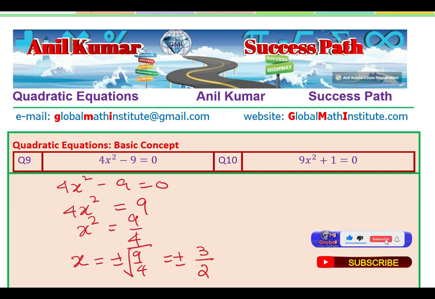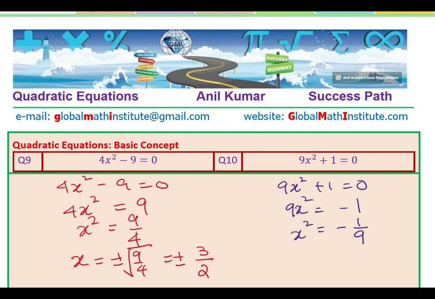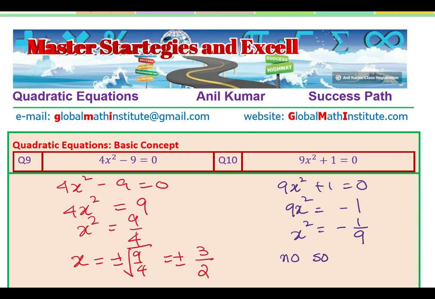Now, the last question for you, 9x squared plus 1 equals 0 means 9x squared equals minus 1. Can it be minus 1? Never. Minus 1 over 9? Never. x squared is always positive, so we have no solution. Do you understand? So remember that equations may have a solution, may have two solutions, may not have any solution. When we are talking about quadratic equations, I think the concept is absolutely clear.